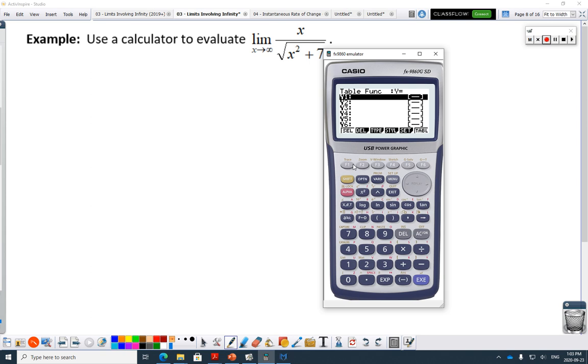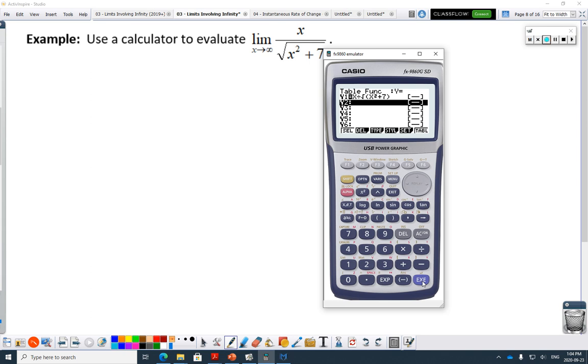So the function here is, let me get my fraction button going. Oh, it doesn't like that. Okay, so I'm going to use divide. X divided by square root of x squared plus 7. I want a bracket there, I feel better with a bracket. Okay, and don't press draw or anything yet. Just press execute. So now I've got that function there, x over root x squared plus 7.